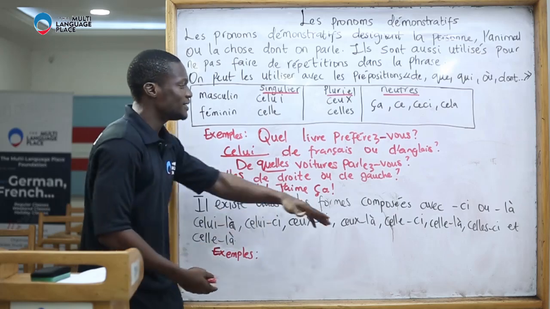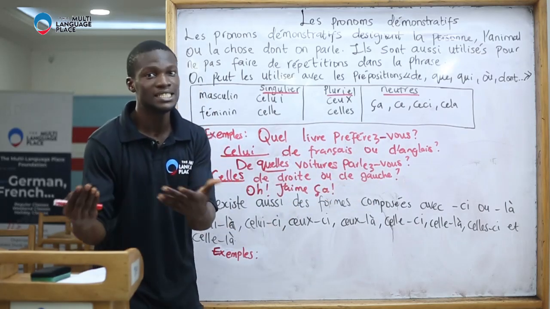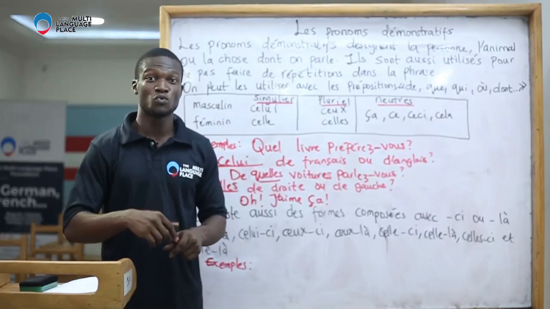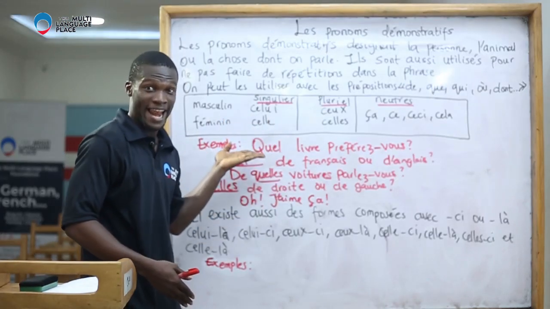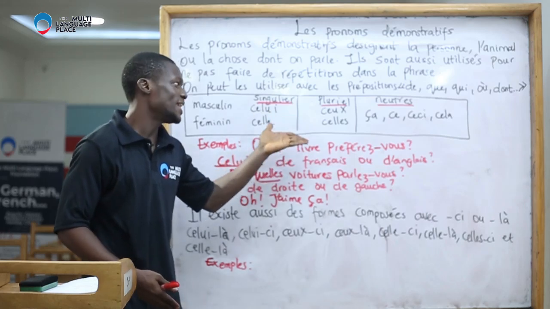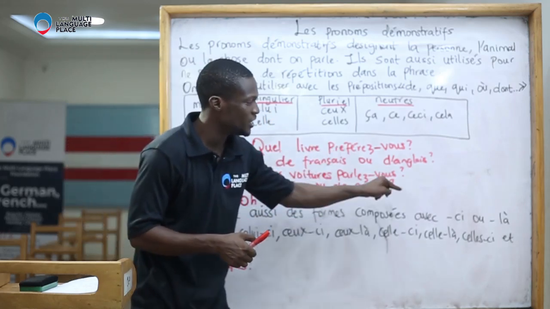So, when you add ci ou là, they can have this kind of a little bit of extended meaning. Just as we have said, the normal ones, celui, celle, ceux, celles, and other examples, when they are added to ci or là.